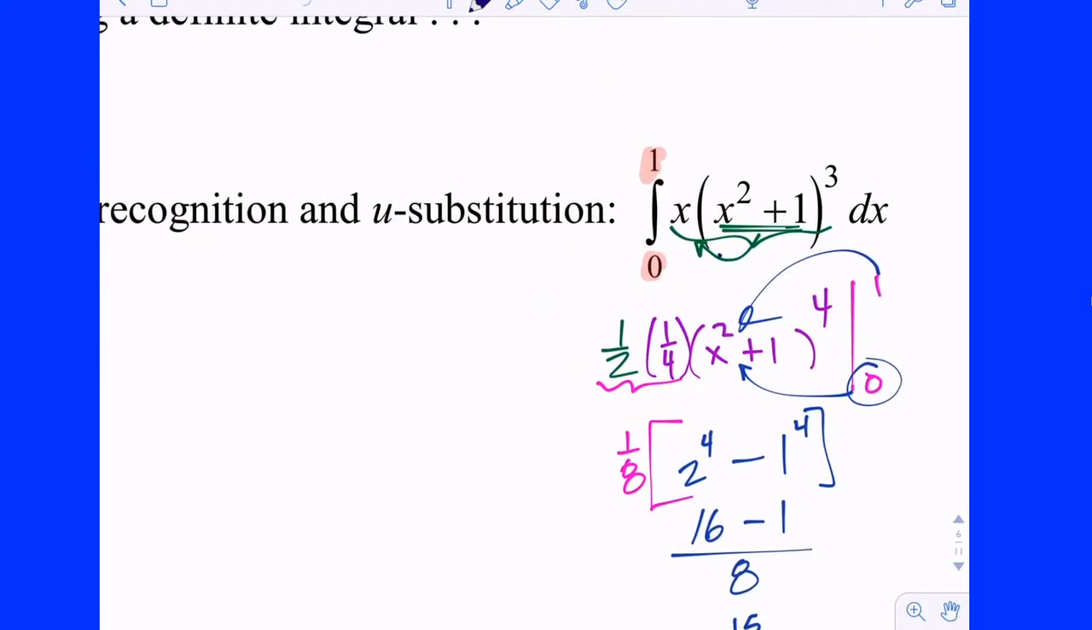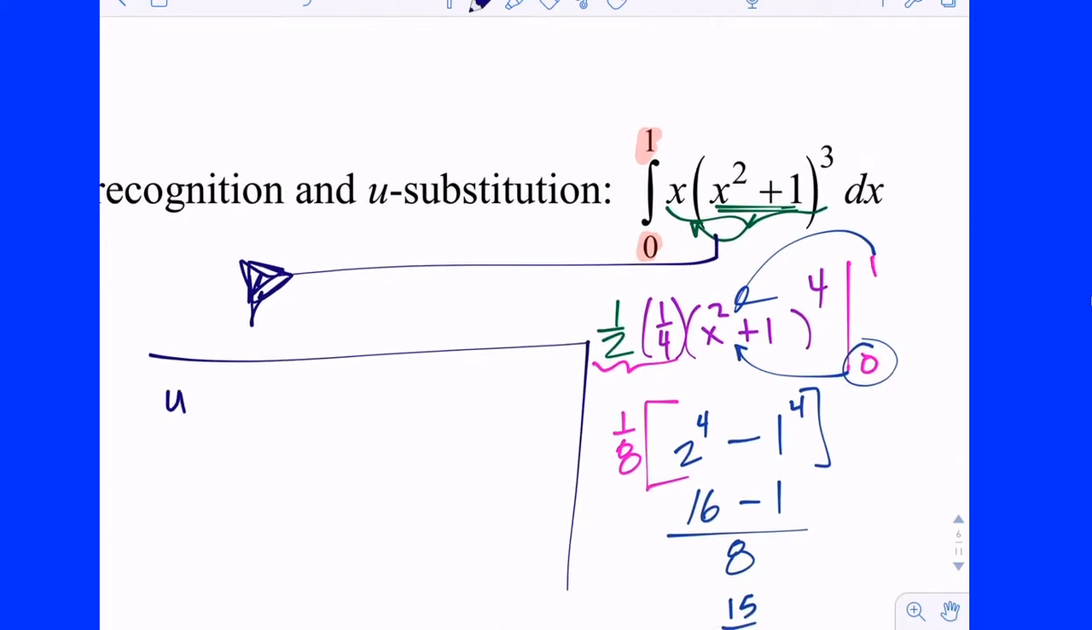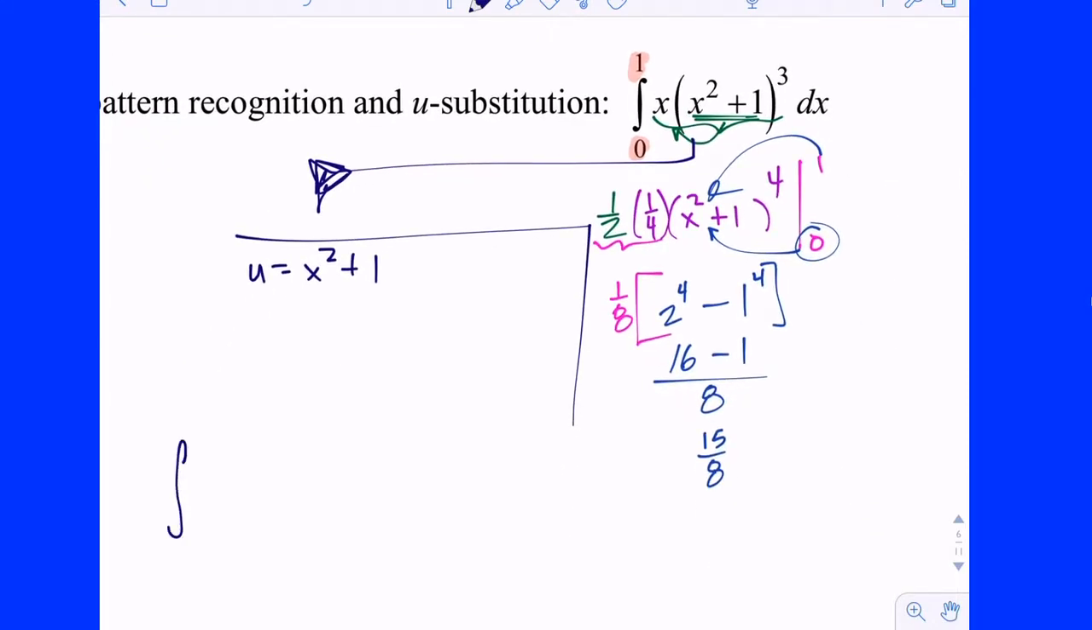But you have the option, if you are a fan of u substitution, and again, in some cases, it's actually going to be required. If it's a definite integral, you kind of have a nice option here. What would you call u, by the way? X squared plus 1. So if u equals x squared plus 1, let's go ahead and start our integral.